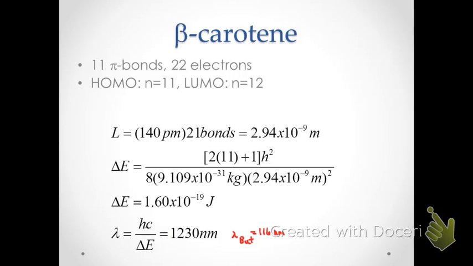Which is much shorter wavelength than this case of beta carotene. So one thing we're going to note is that as the length of the chain increases, the wavelength associated with the conjugated chain, for the HOMO-LUMO transition, also increases. So as the length increases, the wavelength increases, which actually explains behavior that we see in reality.